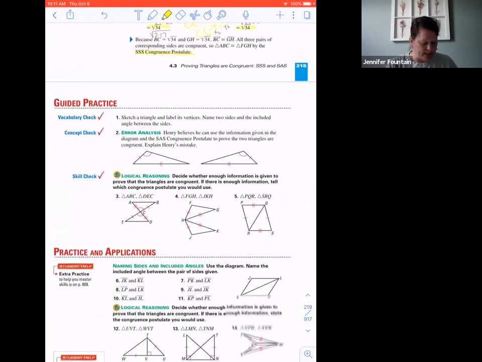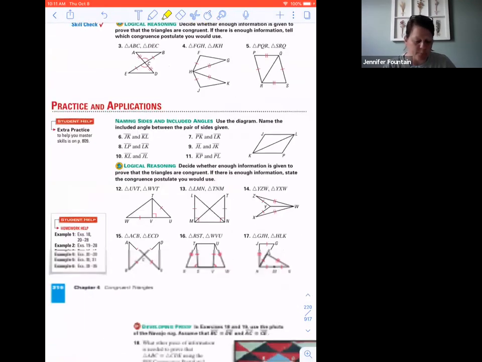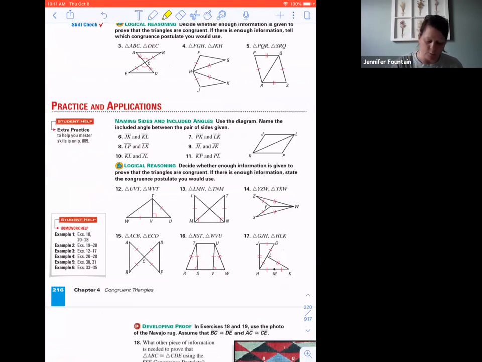Which leads us to some practice. Okay. Real quick, since we've got about 4 more minutes left in class, before we do the guided practice, let's go ahead and look at our homework. So this will be page 216 through 218. We will do numbers 7 through 35 odds. 7 through 35 odds.